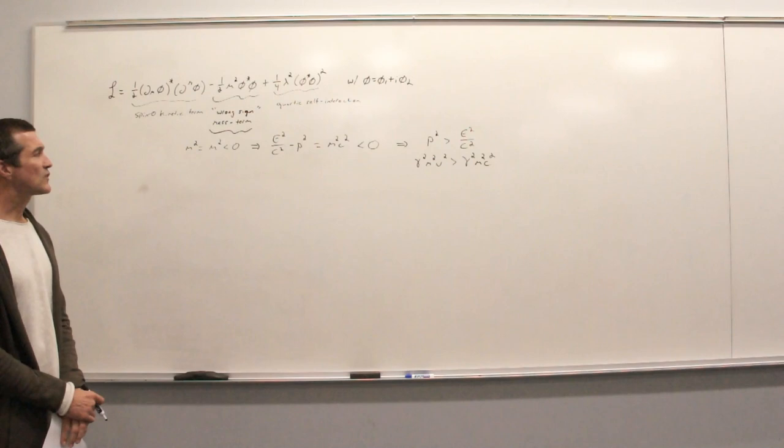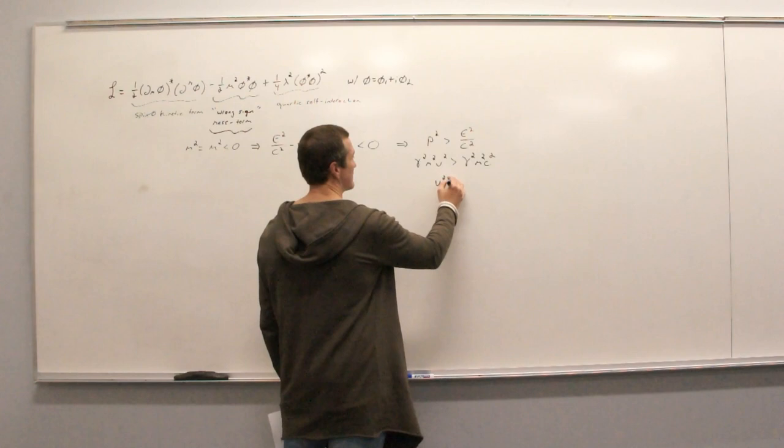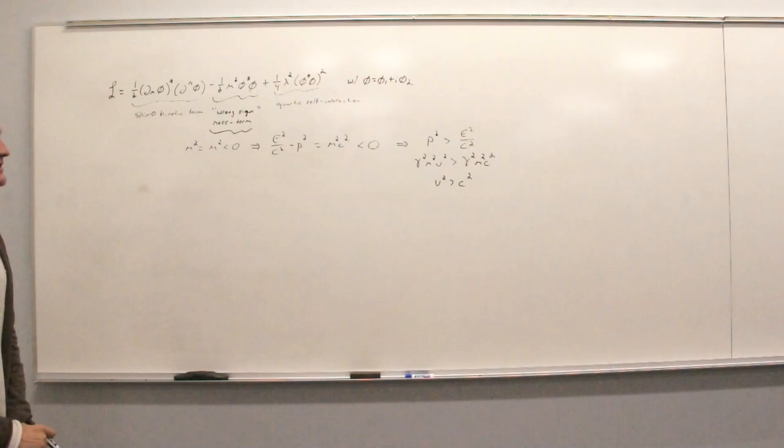Anybody see the problem? Yeah, what's the problem? It's tachyonic. Yeah, so this negative mass thing appears to be tachyonic. It appears to be a particle moving faster than the speed of light.